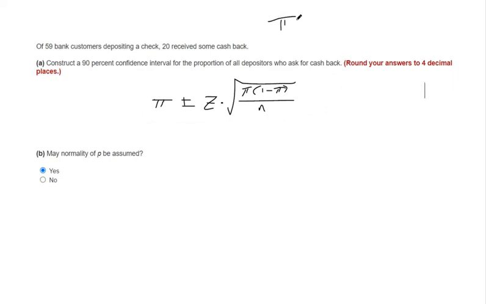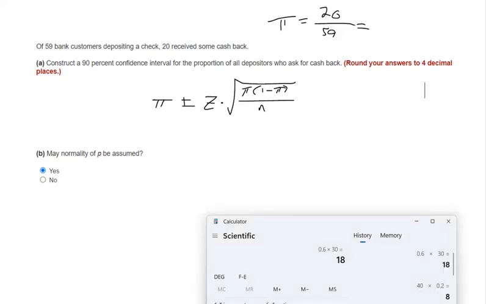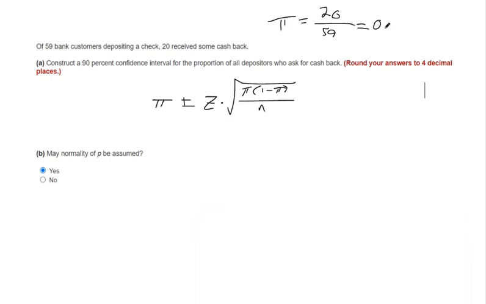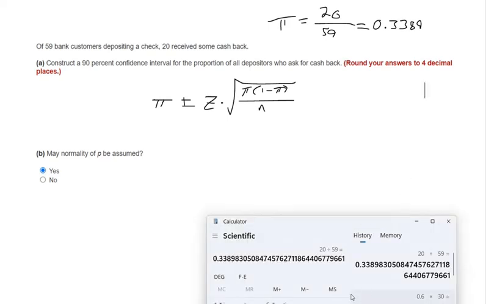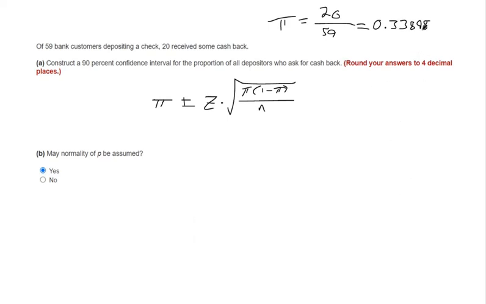So our sample proportion, you take 20, because the question asks for cash back. So you take the number that you're interested in, divide by the total. There's 59 total. And if we simplify that, that's 0.3389, 8. So we plug in 0.33898. We'll round the decimals at the end.